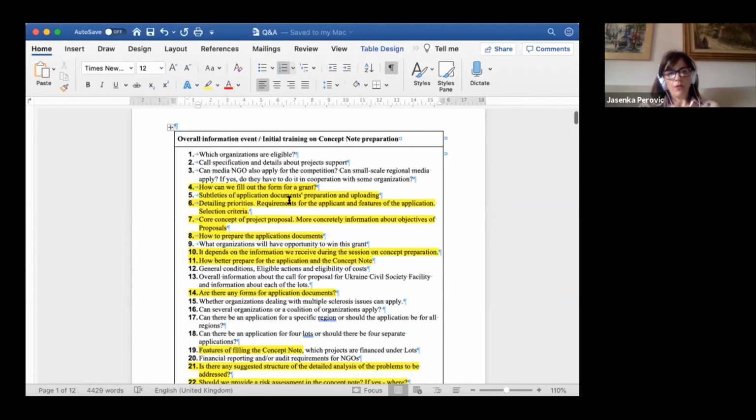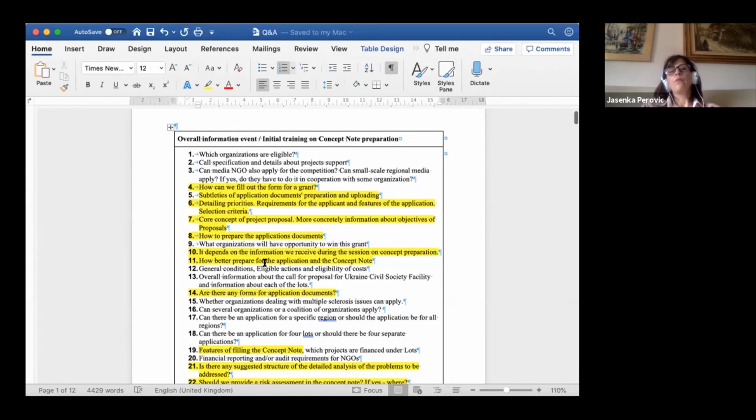Core concept of the project proposal, more concentrated information about objectives of proposals. Okay, the objectives we tried to share with you today. How do you link your proposal with the guidelines for applicants, but also how you develop your objectives and the problem tree and the objective tree and so on. How to prepare the application documents.